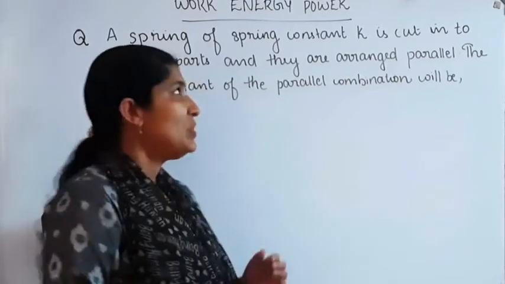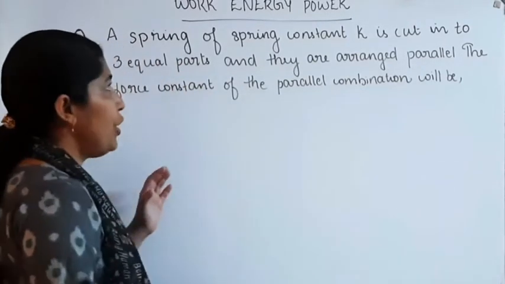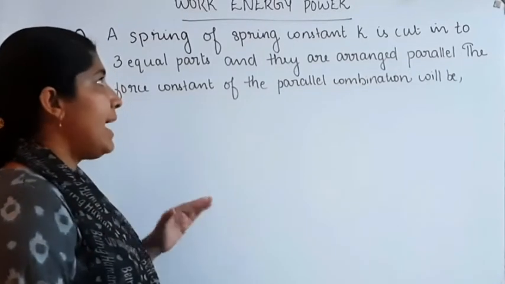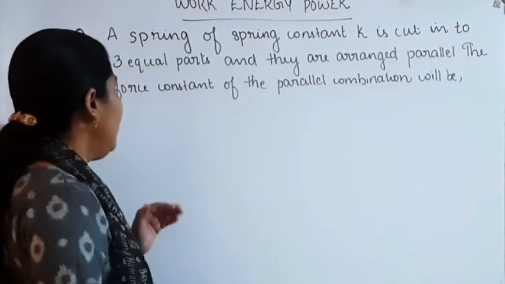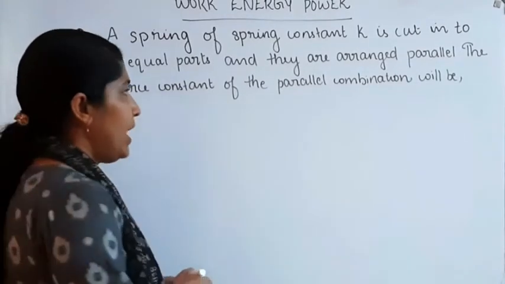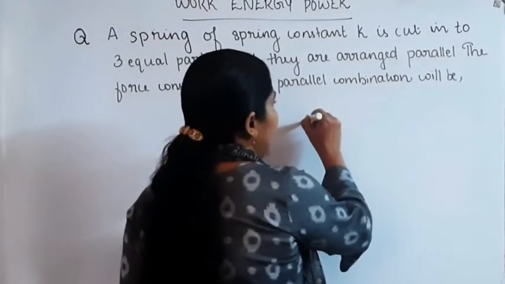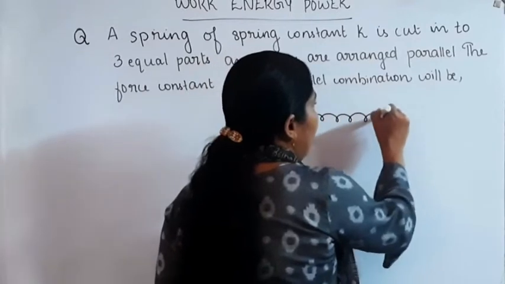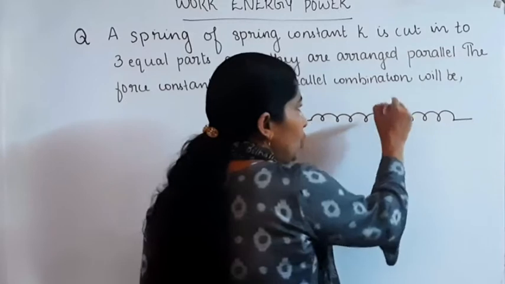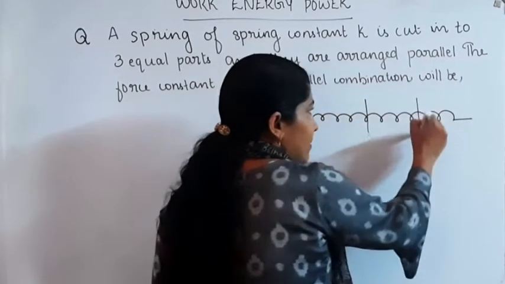Our first question. A spring of spring constant K is cut into three equal parts and they are arranged in parallel. The force constant of the parallel combination is? A spring having a spring constant K is cut into three equal parts.